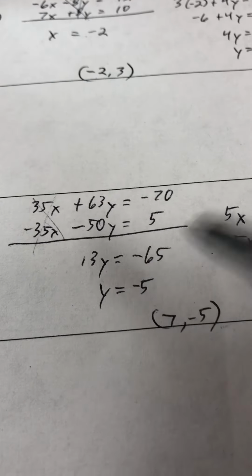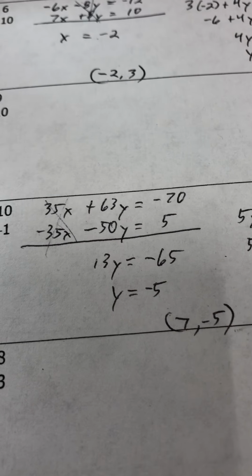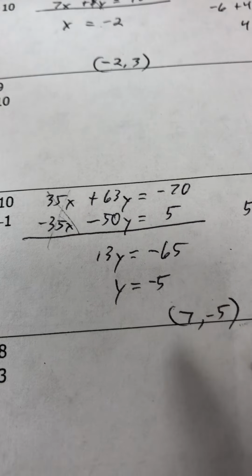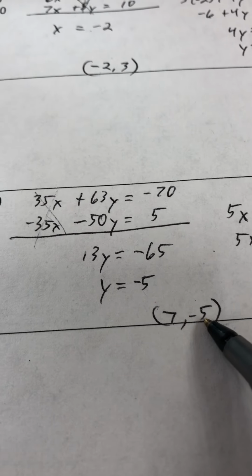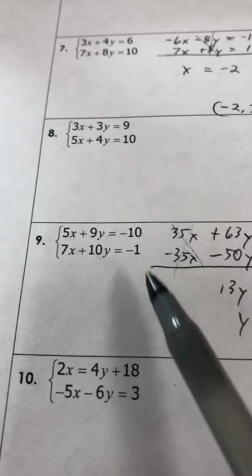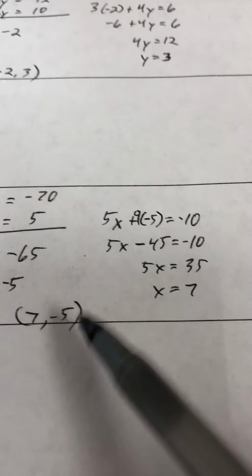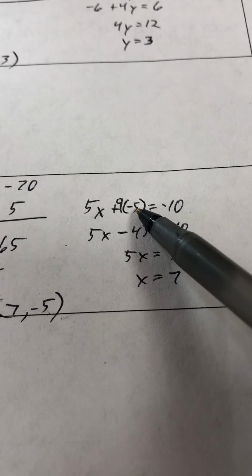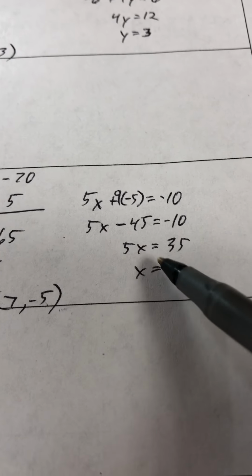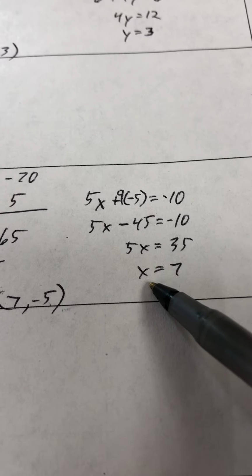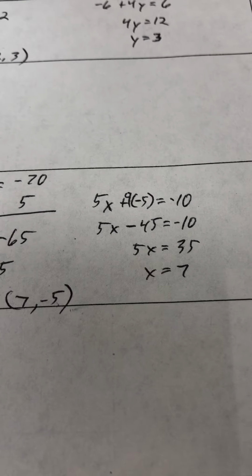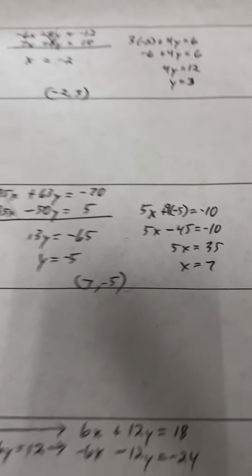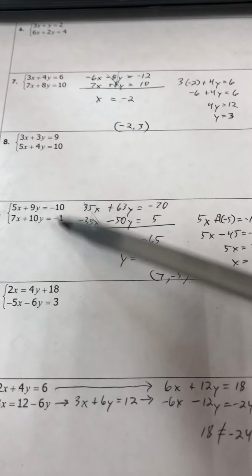13y equals -65. -65 divided by 13 is y equals -5. I plug my -5 into this top problem, which looked the easiest to me. So I plugged in that -5 where I find y. And then I proceed to solve for x. I isolate the variable and I end up getting x equals 7 with those steps there. So 7, -5 are the coordinates, the solution to this system of equations.